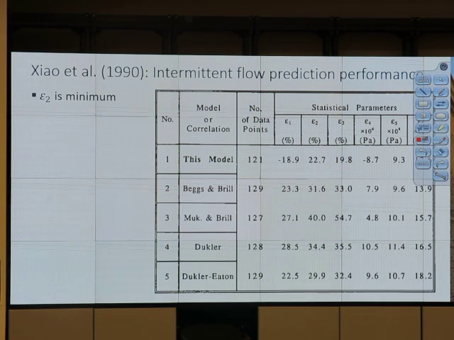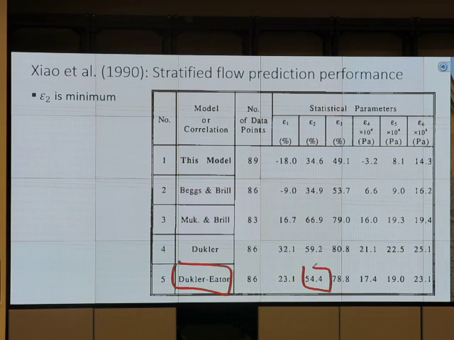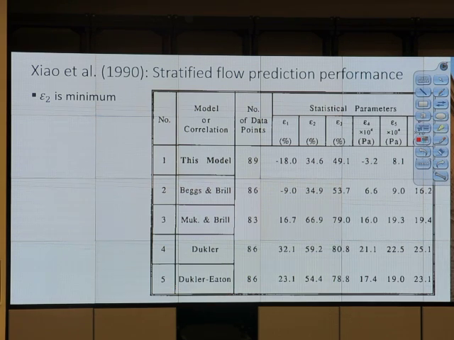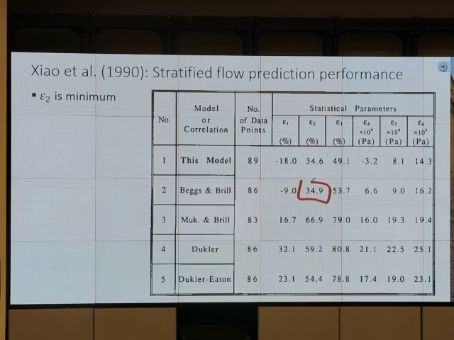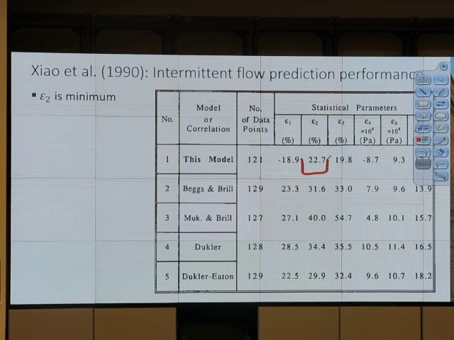Okay. Look at Dr. Eaton. What about Dr. Eaton? We have this one. Oh, sorry, I skipped. So for stratified flow performance, Beggs and Brill is okay, but this one is a little bit better. Okay. Intermittent flow, this model is the best. Better than Beggs and Brill, original Dukler, Eaton, Flanagan. Best, right? See that?